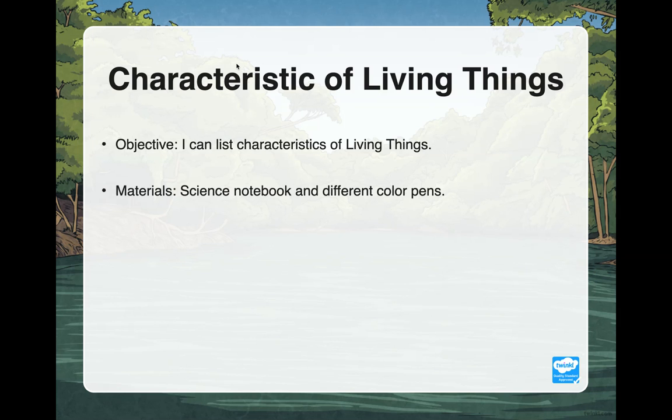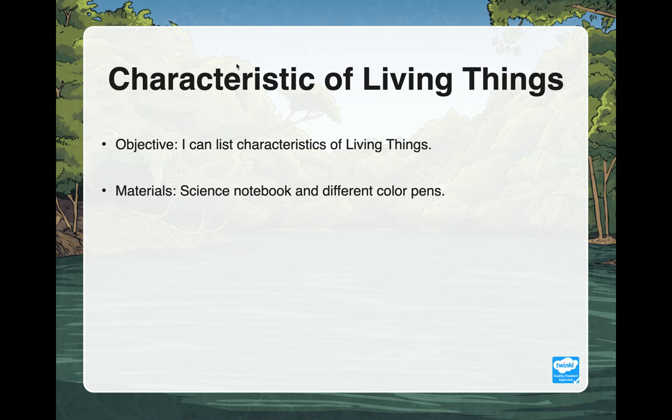Characteristics of living things is your title. Skip the line and right underneath you're going to write the objective. I can list characteristics of living things. Go ahead and say it out loud to your talking partner and buddy. I can list characteristics of living things. Now say it out loud with me. I can list characteristics of living things.